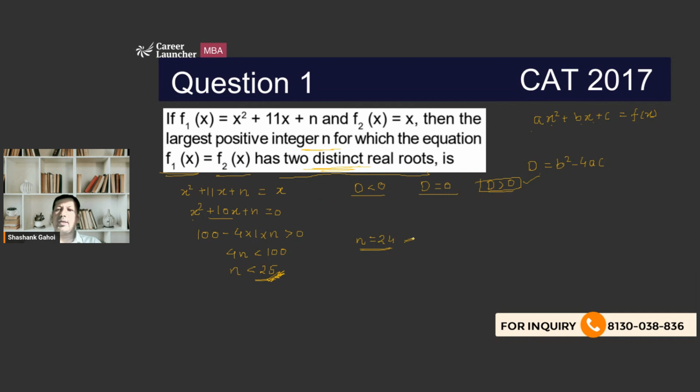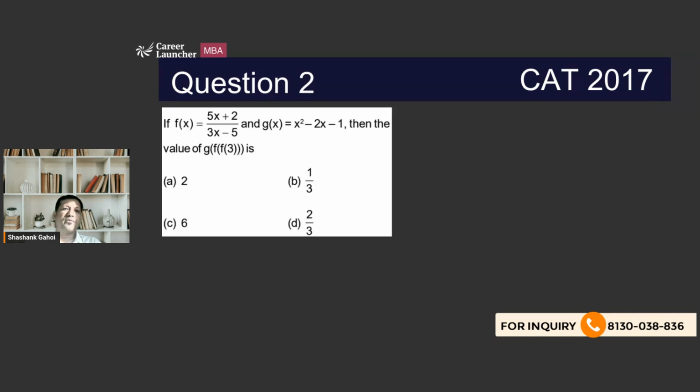Okay. Now let's move on to the next question. What does it say? It says g of f of 3. So I need to figure this value out. Now, what is the value of f(x)? Let's go step by step. When you see this question, it is going to seem extremely tricky and difficult, and it looks like an odd type of question, right? But in reality, this question is extremely easy.